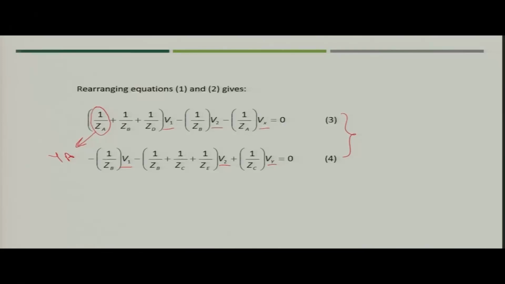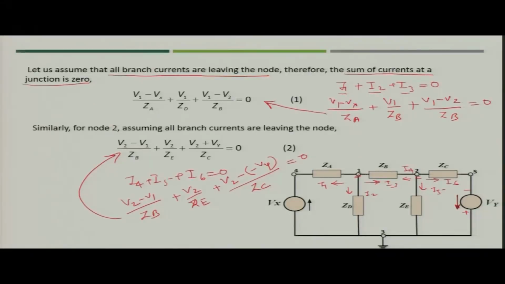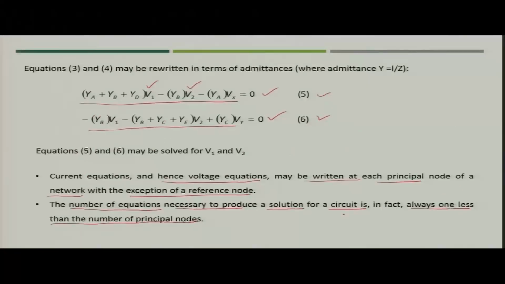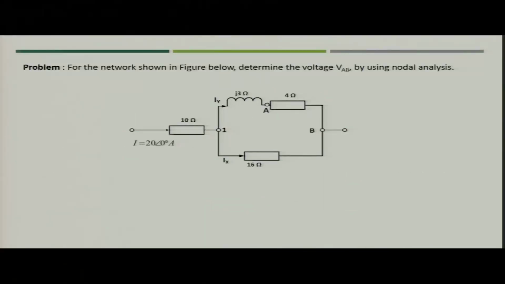So in this figure the principal nodes were 3, 1, 2 and 3. So the number of equations required would be 3 minus 1. So, you need two equations to solve the circuit and you got these two equations. So, with this equation creation you can solve the circuits which are having node voltages as a variable.